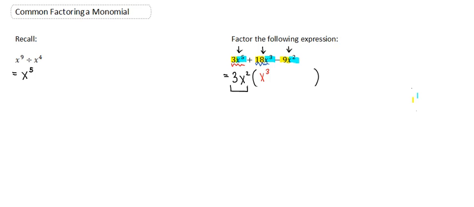Let's try the next one. 18x cubed. Divide 18 by 3 and we get positive 6. Divide x cubed by x squared. You just need to subtract the exponents and you get x to the exponent 1. Once again, we don't need to write the 1.